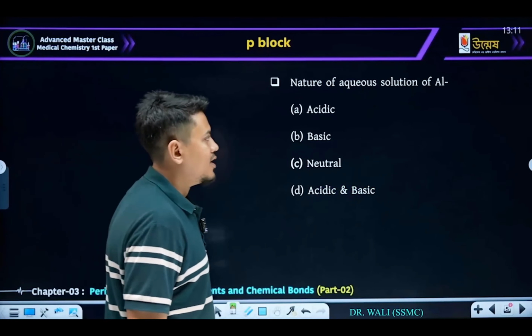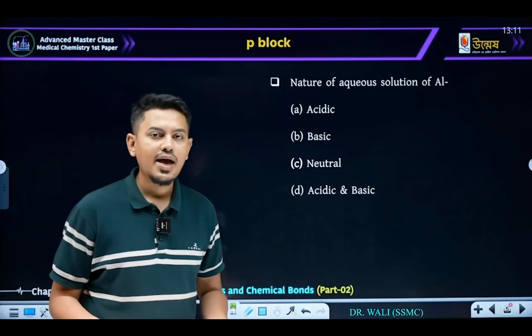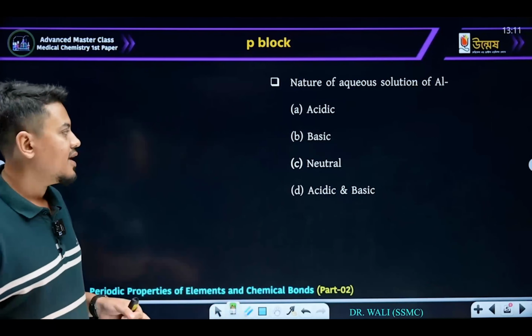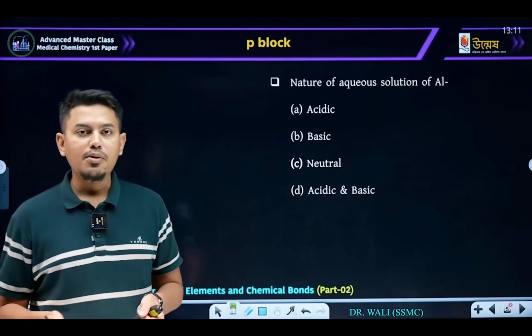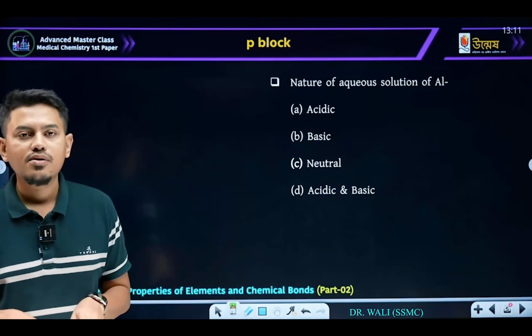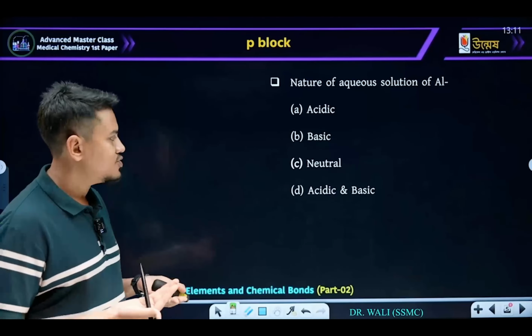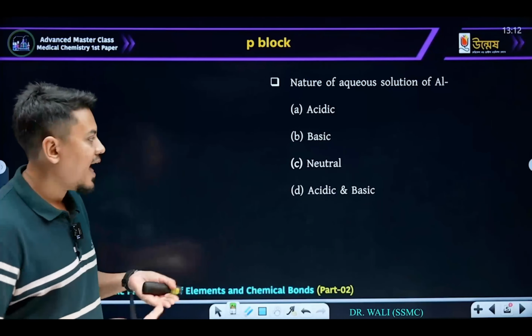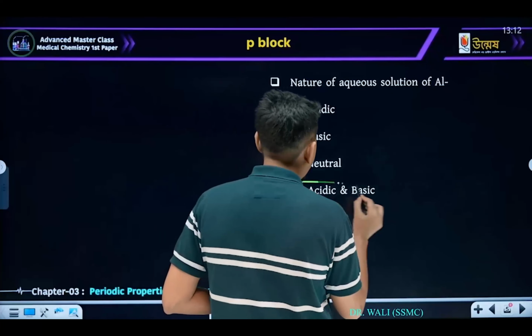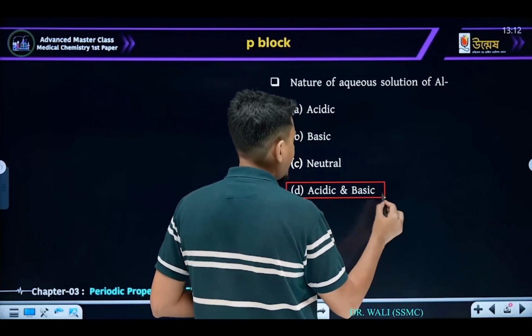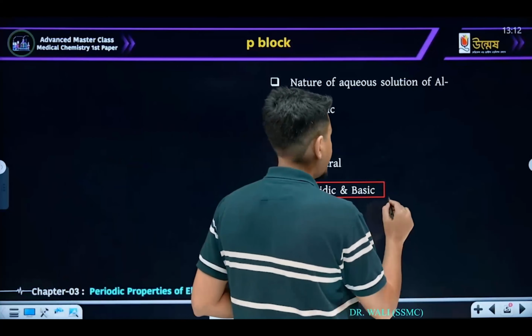Anyway, the nature of the aqueous solution of aluminium. Aluminium produces aluminum hydroxide, and not only aluminum hydroxide but also aluminum oxide. Aluminum oxide actually acts as an amphoteric oxide. Amphoteric means it is neither neutral, nor only acidic, nor only basic. Basically it acts as both. That's why the answer would be D, acidic and basic. So it can also be stated as amphoteric.